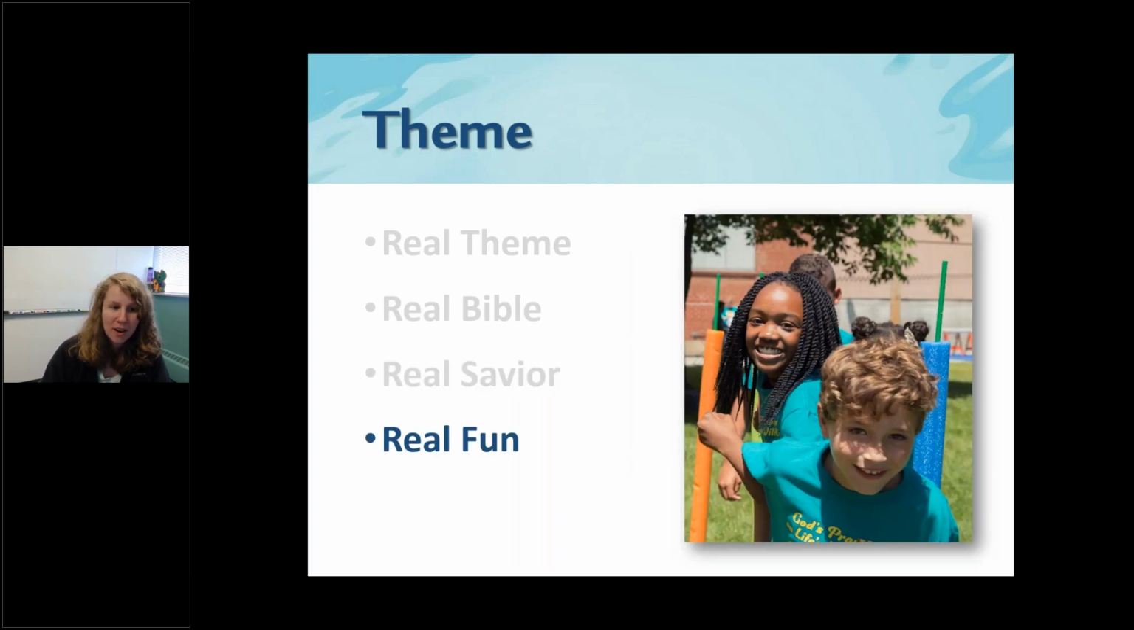We also want kids to have real fun, right? This is VBS. It's Vacation Bible School. We know that kids love to have fun in the summer as they learn about Jesus. So you'll see in each of our formats today, we'll emphasize the fun aspects of VBS, whether it's storytelling, games, crafts, or snacks. We hope that kids are always engaged in learning through God's Word at VBS.